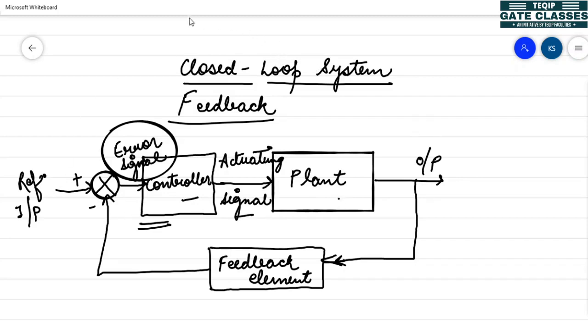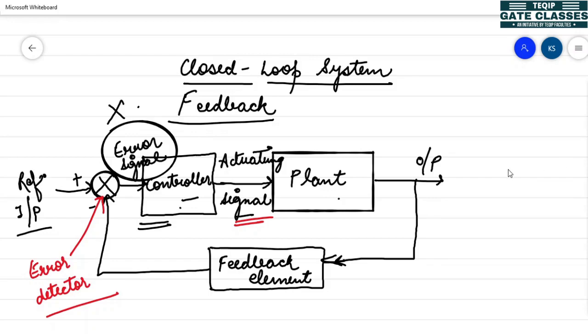Whereas in open loop system, there is no such error signal present. We are only giving the reference input to the controller and from that the actuating signal is generated. This block is known as error detector.